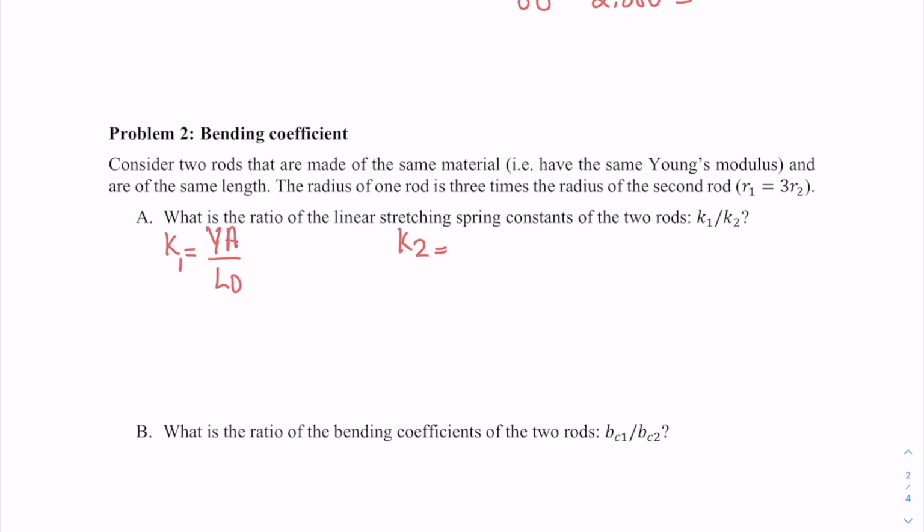Yep, exactly. So if you look at the Young's modulus, it should be the same, and L0 should be the same between both, right? The only difference, like Matthew said, is that the radius of one is going to be 3 times the radius of the second rod. So if you look at the area, we're looking at rods. Remember, the cross-sectional area, if you cut it in half, you see a circle, so the area should be pi r squared.